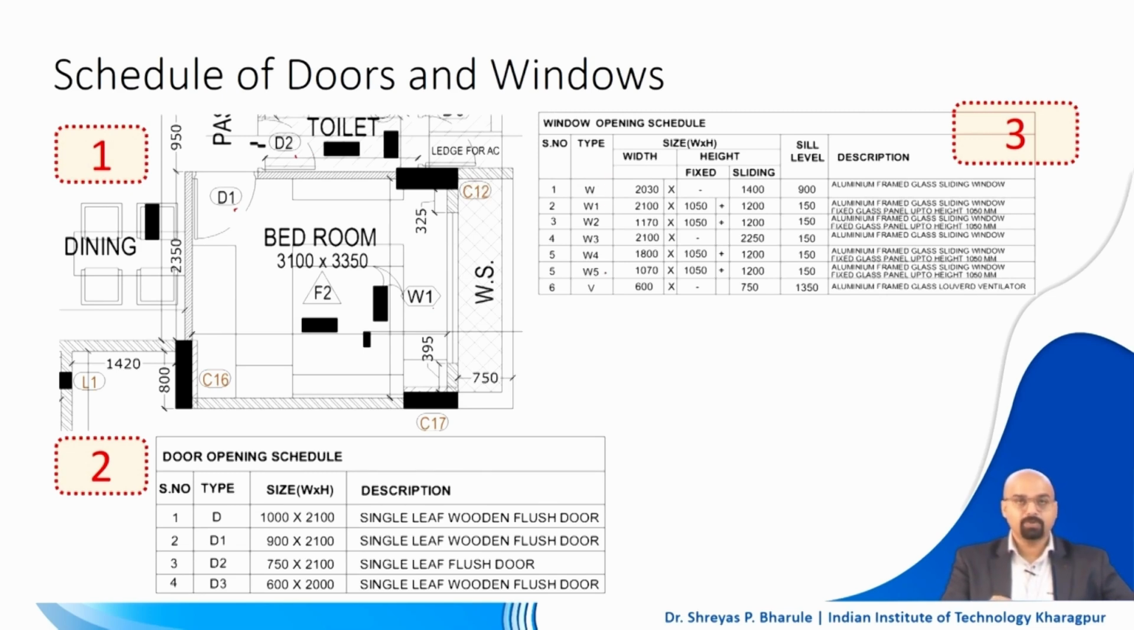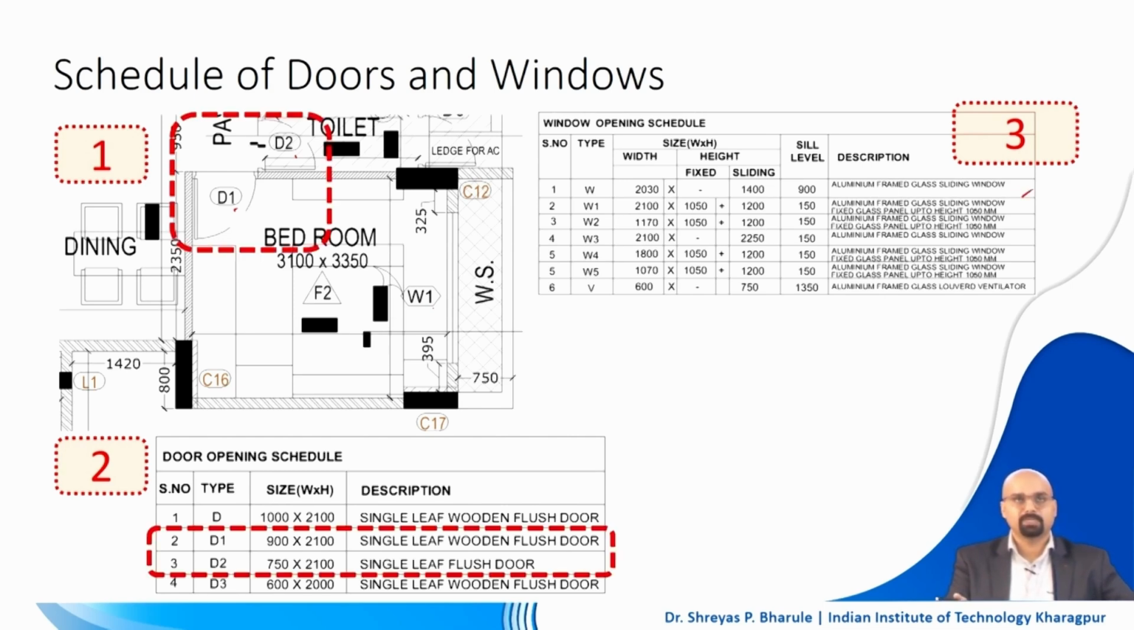So, in the window schedule as well, we have W1, W2, W3, W4, W5, so on and so forth, and their dimensions, whether they are sliding or not, whether they are fixed. If they are fixed, what is the size of the fixed pane, what is the size of the sliding pane, what will be the sill level at which you can keep your hand. So, what will be the sill level, the height from the floor at which the window will start, all of that is to be mentioned. Also, the type of the window is to be mentioned.